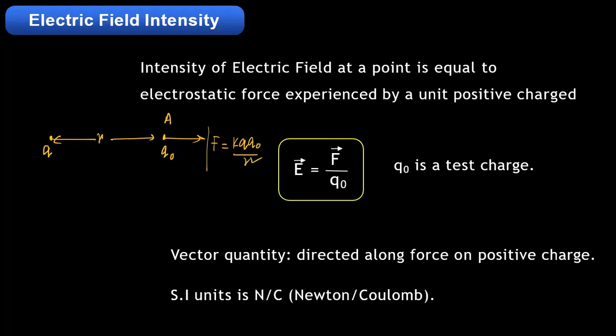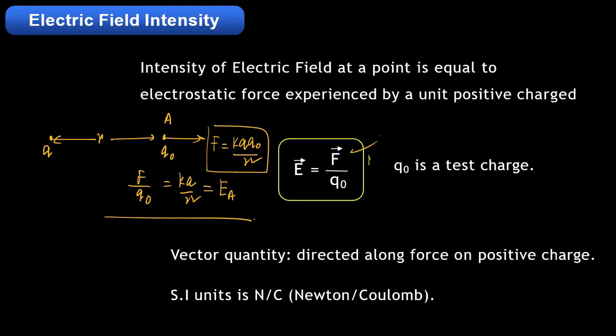Okay. So once I calculate this force, now I want to calculate the force per unit charge. That means I want the value of F by Q naught. Force per unit charge. What is that number? That number is KQ by R square. So that number is nothing but the electric field at point A. So electric field at any point is calculated using the formula F divided by Q. If you know the value of force, then divide by the charge. So that gives the value of electric field.